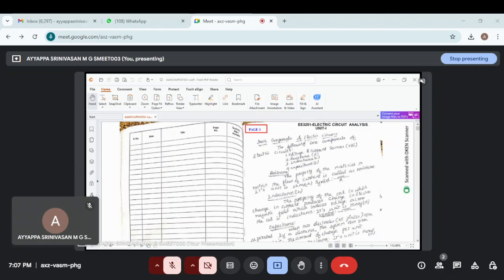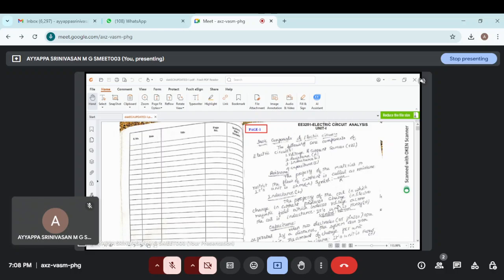Resistance is nothing but opposition to the flow of current. Whenever current flows through a conductor, something opposes it. That is called resistance. Its unit is ohms, right? Then the symbol is as shown. This is the symbol of resistance.